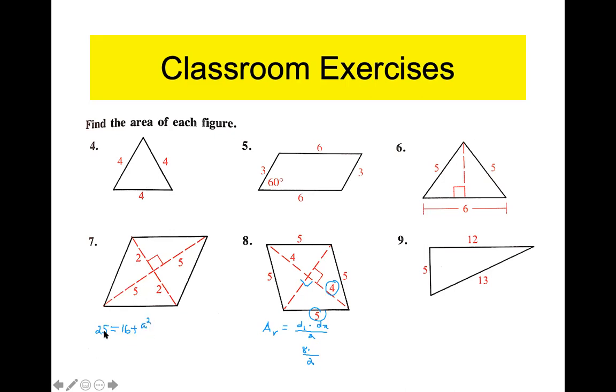Subtract 16 from both sides. You get 9 is equal to A squared. Therefore, A is equal to 3. So that side is 3. So this side is 3. Therefore, my other diagonal is 6. 8 times 6 is 48, divided by 2, is 24. Boom, done. All right, 1 down, 2 to go.